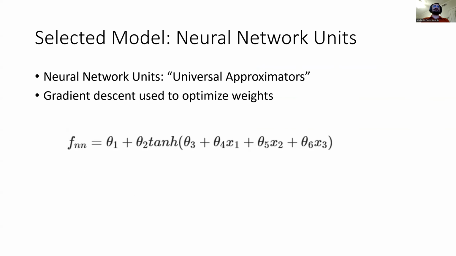The model that I went with was machine learning neural network units. So these use the tanh function, and you can see the 3 parameters, the radius, thickness, and either input power or temperature at location B, as x1, x2, x3, and I use gradient descent to optimize all these weights.